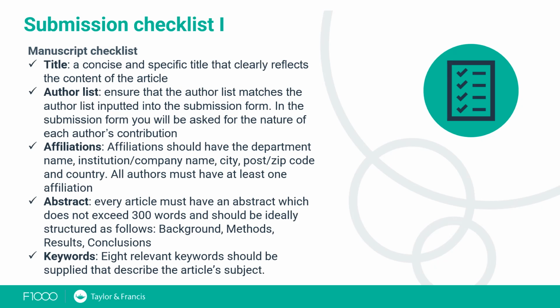You'll have to give each author's affiliation, which should include the department name, institution name, the city, postcode or zip code, and country. All authors should have at least one affiliation listed. You should prepare an abstract, and every article should have an abstract which doesn't exceed 300 words. Ideally it should be structured. So we give some advice about how to structure that abstract, describing as concisely as possible the background of your research, the methods used, the results or contribution, and your conclusions. In addition to that, we'd encourage you to include 8 relevant keywords that describe the article's subject as well.